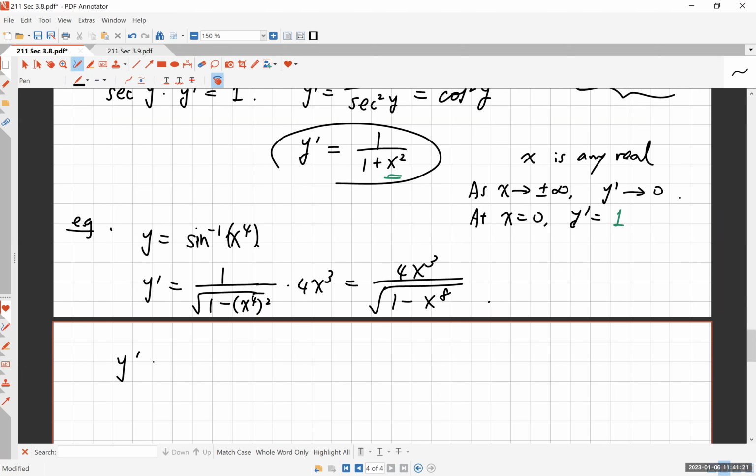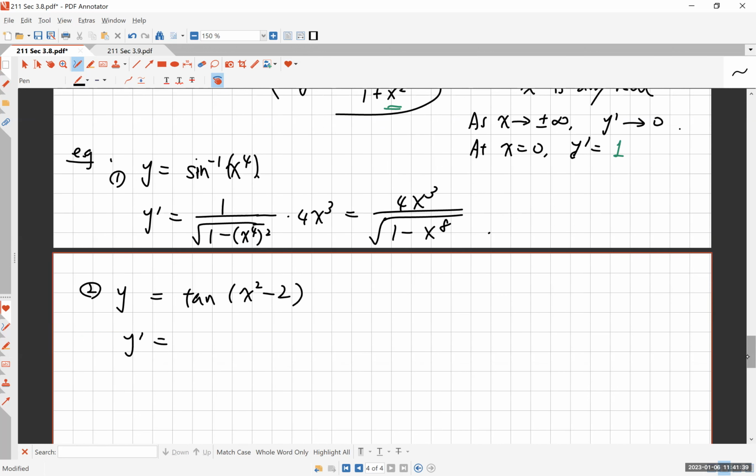One last question before we close section 3.8. The derivative of this function, the tangent of x squared minus 2. Let's go ahead and do that. Maybe you can pause this video and come up with your answer, and then you can take a look once you think you have the right answer. All right, so this is a composition of at least two functions, this being the inside function, but the outside function is the tangent function, tangent of blob. The derivative is secant squared of the blob times the derivative of the inside function.